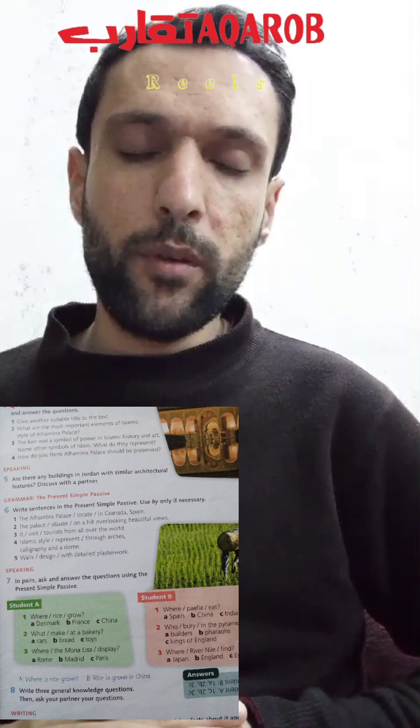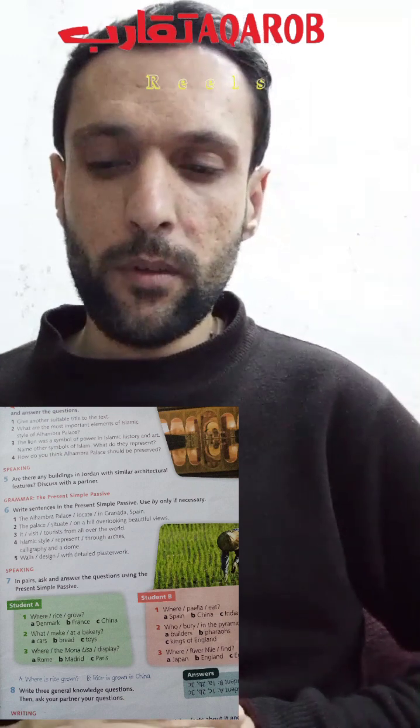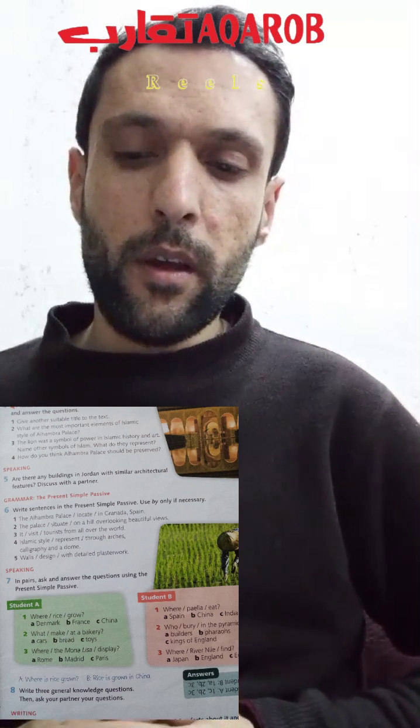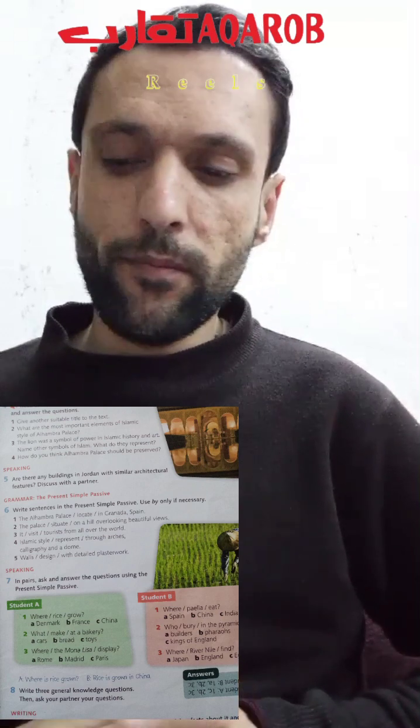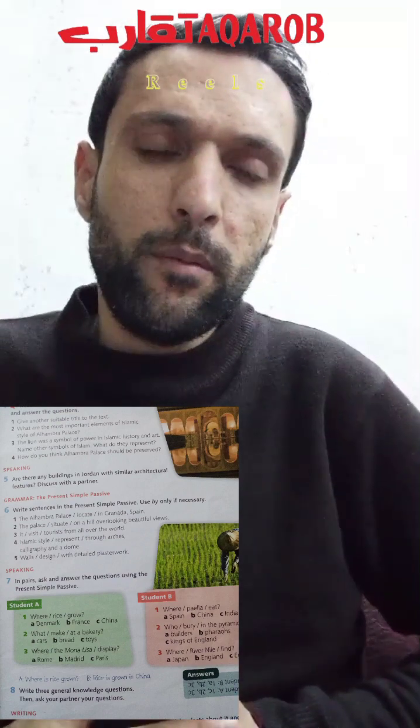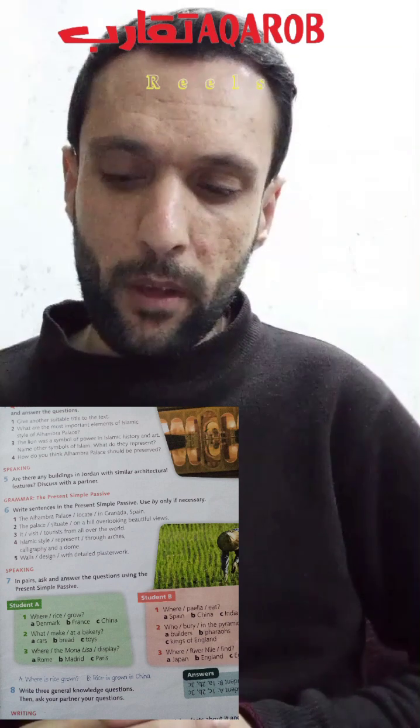Sometimes we call the doer of the action the agent. In such cases, we either don't know or are not interested in the identity of the agent. So we simply don't care about it.